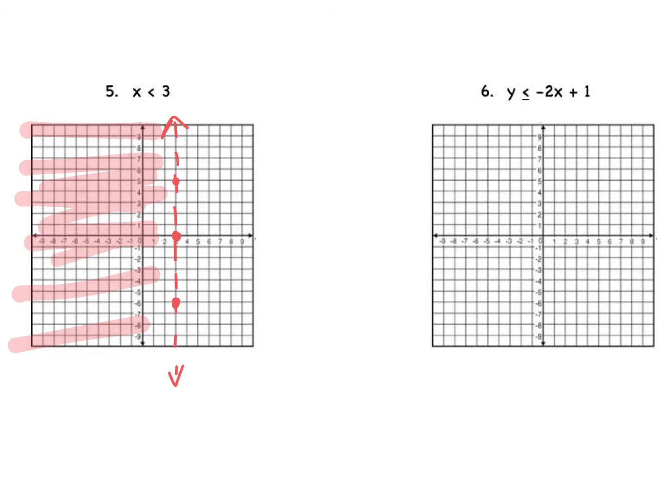The directions also tell me to name 3 possible solutions, so I'm going to say -4, 0, -8, -2. All I'm doing is choosing values in my shaded region. 2, -2, and there's an infinite amount of things I could name.